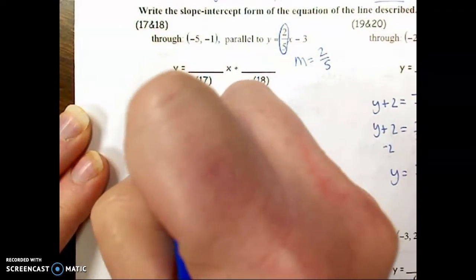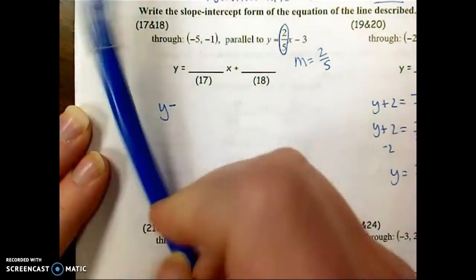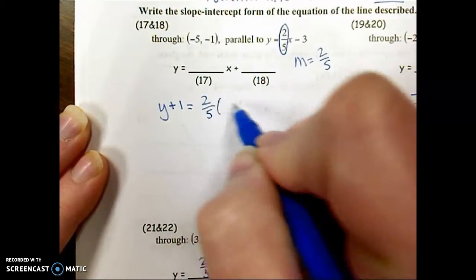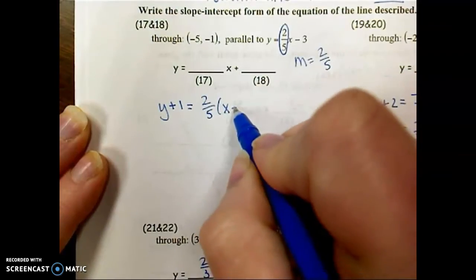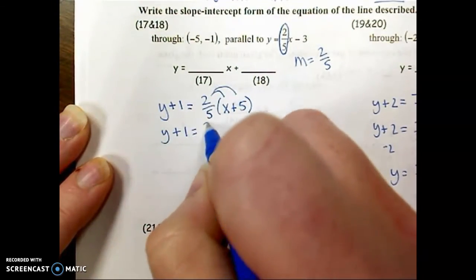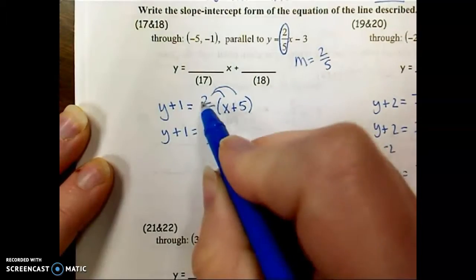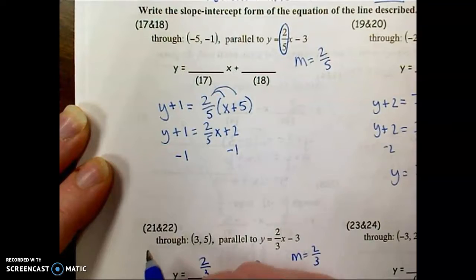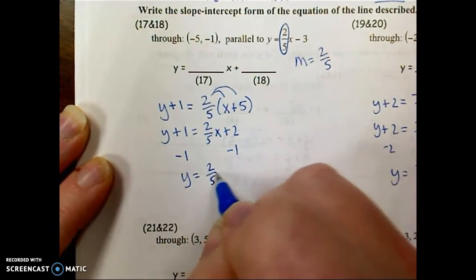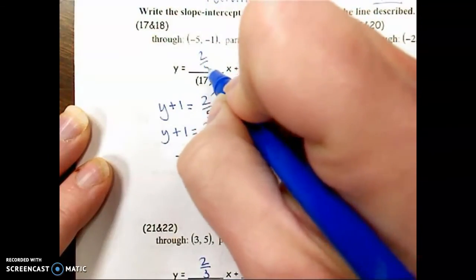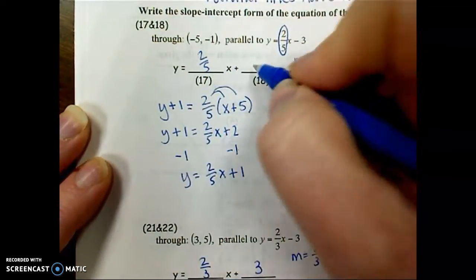So I would have y minus, my y coordinate is -1, so remember that becomes +1, equals my slope of 2/5 times x minus my x coordinate of -5, which becomes +5. Distribute my slope, and I get y plus 1 equals 2/5 x. Those 5's cancel, leaving me with a +2. I would get y alone by subtracting 1 from both sides. So I get y equals 2/5 x plus 1. 2 minus 1 is 1. So my slope is 2/5, just like the equation we were given. My y-intercept is 1.